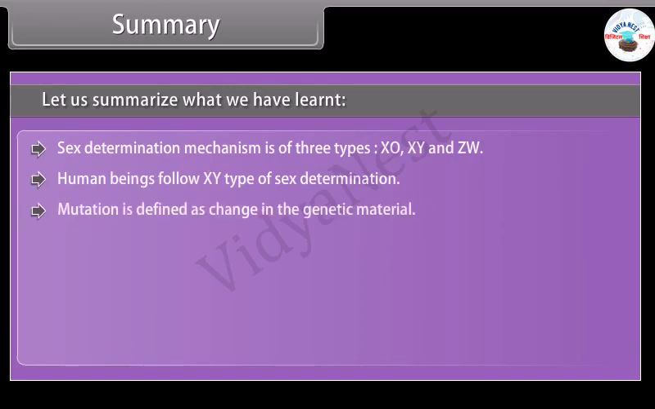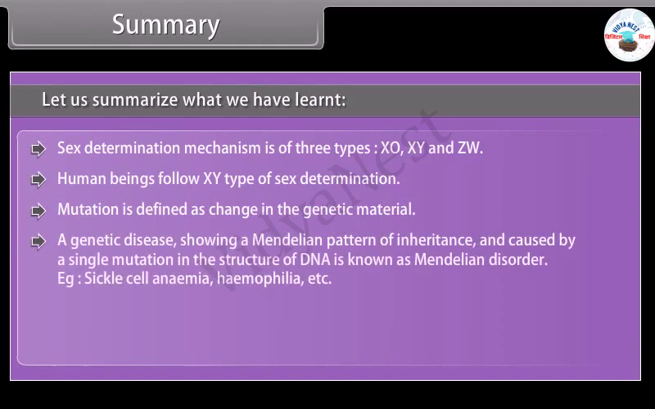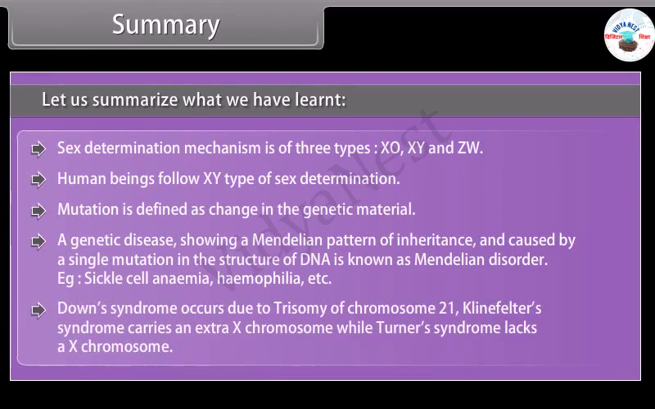Mutation is defined as change in the genetic material. A genetic disease showing a Mendelian pattern of inheritance and caused by a single mutation in the structure of DNA is known as a Mendelian disorder. Examples: sickle cell anemia, hemophilia, etc. Down syndrome occurs due to trisomy of chromosome 21. Klinefelter's syndrome carries an extra X chromosome, while Turner's syndrome lacks an X chromosome.